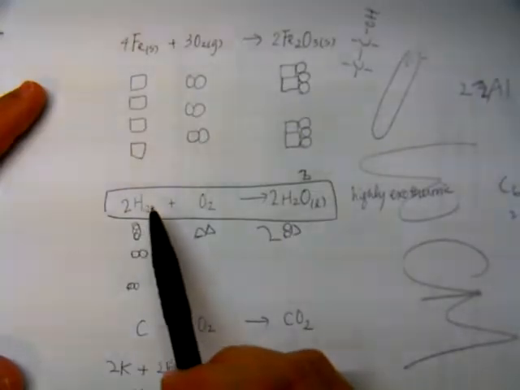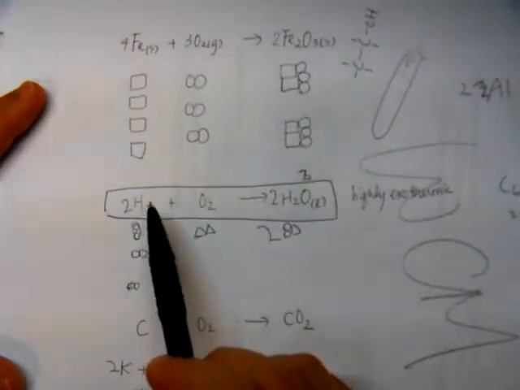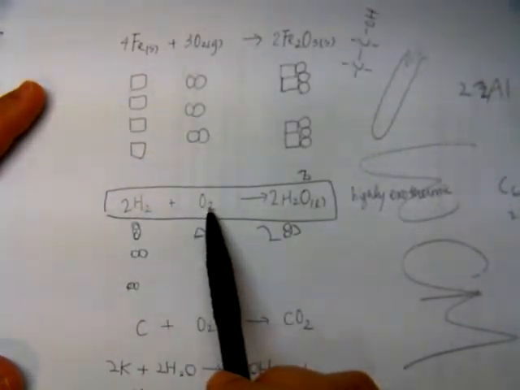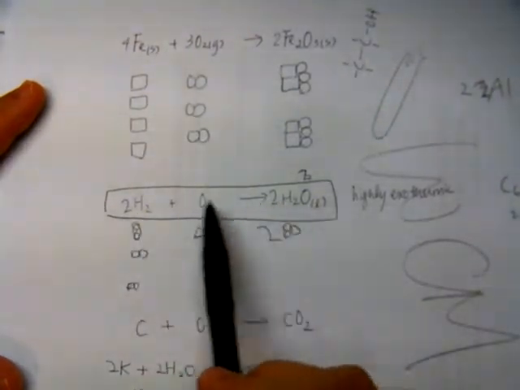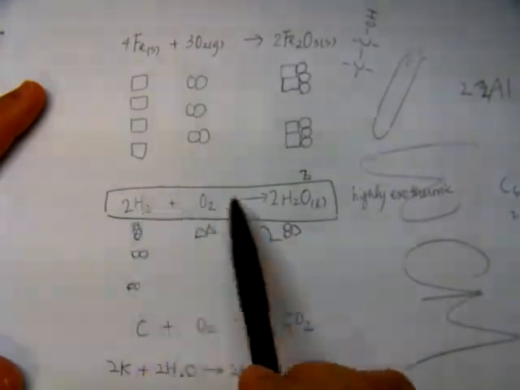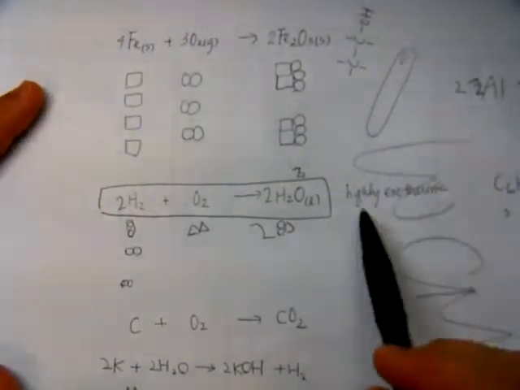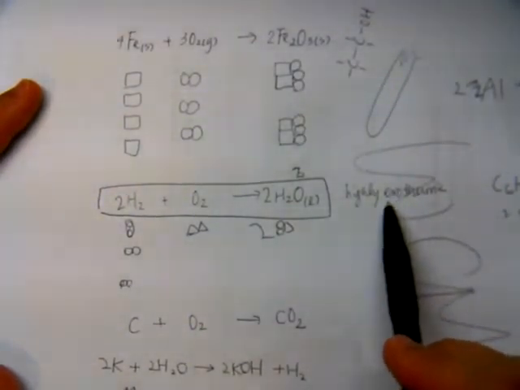Now I give you another example of an exothermic reaction. It is the pop test. Hydrogen reacts with oxygen explosively to form water. In balancing the equation, you need to add 2 in front of hydrogen gas and 2 in front of water. Because this reaction is highly exothermic, that means a lot of heat is given out.